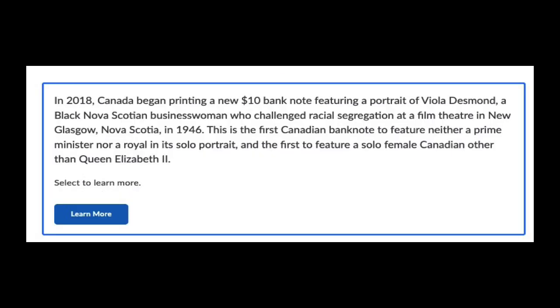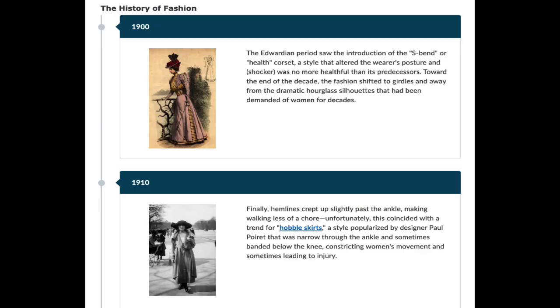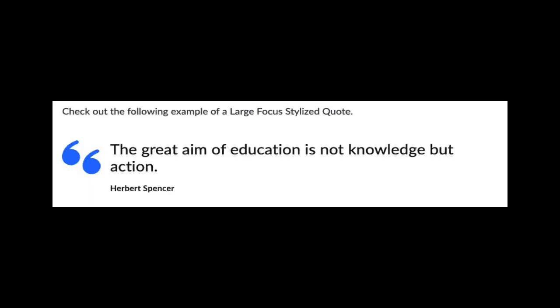And this is an example of what a click and reveal element would look like. And this is an example of what a callout element would look like. And this is an example of what a timeline element would look like. And this is an example of what a stylized quote would look like.